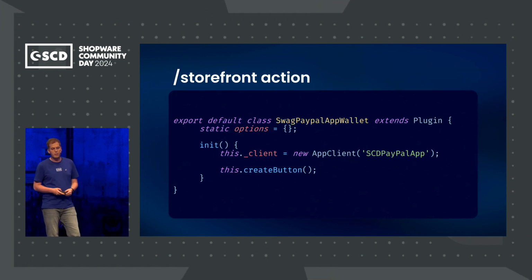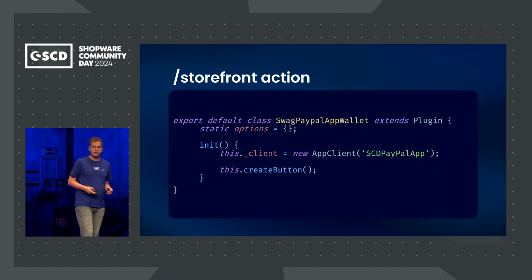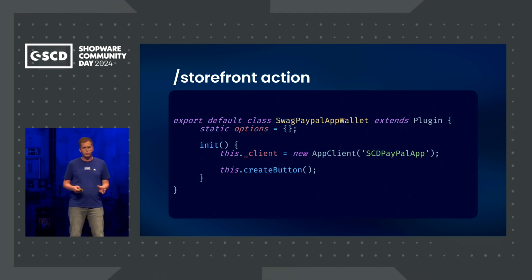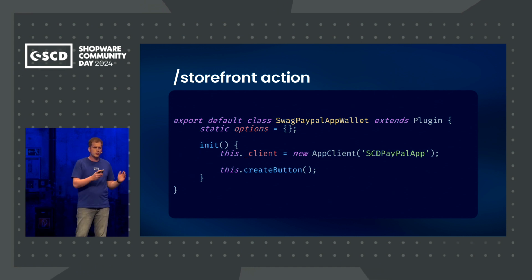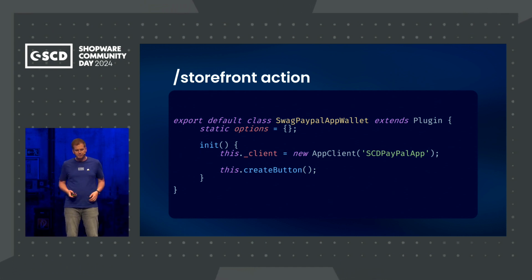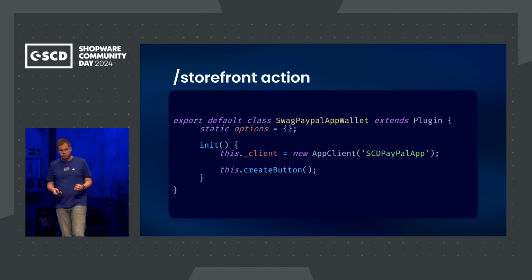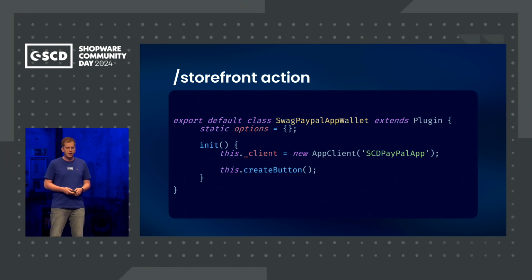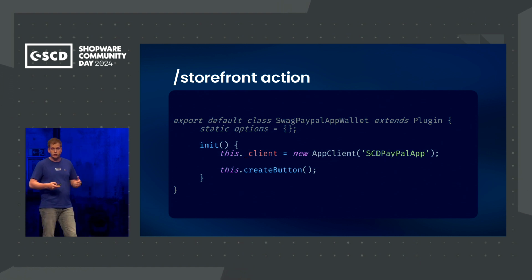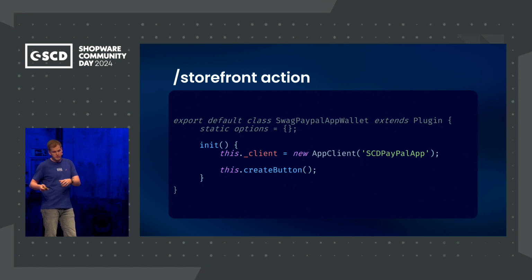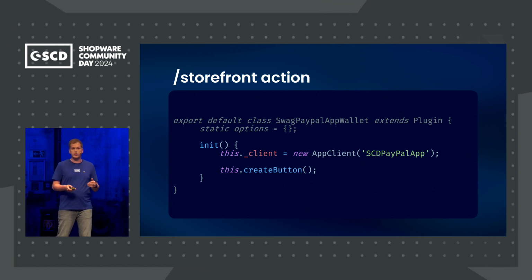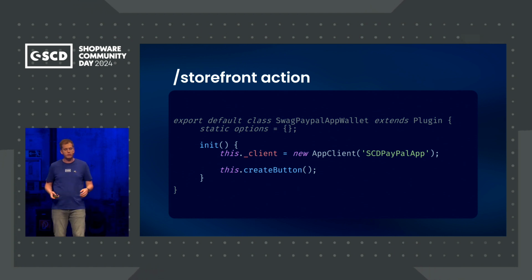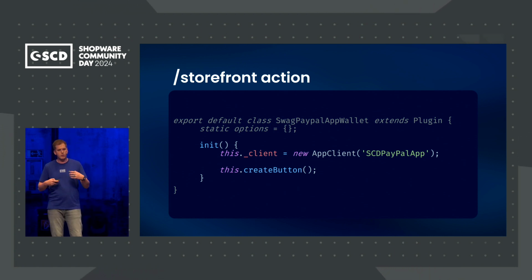And for this, we came up with an idea in the past, which we call the storefront action, which is a very easy way for you to communicate between the storefront JavaScript and your app server. And as you can see here, this is a usual storefront plugin, as it's called, a JavaScript extension, which we have here from the app. And this has an init function, which is just called when the plugin is initialized. And we create here a new app client, which is part of the new storefront actions. And this new app client is ready to communicate with your app server very easily.